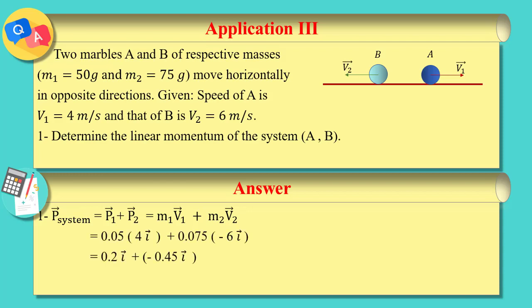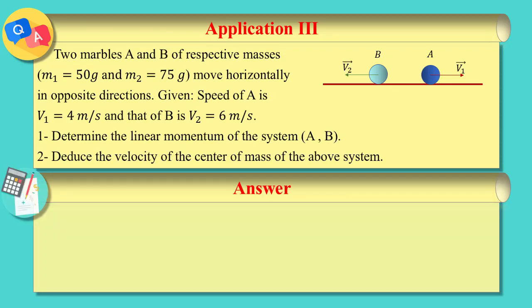Replace the mass and the velocity as vectors. Mass is 0.05 in kilograms. V1 is 4I positive because it is along the x-axis, and the mass m2 is 0.075, where V2 is minus 6I because it's opposite to the direction of motion. You have the right to choose any one of these two directions to be positive. Continue solving it. You can find that the answer is minus 0.25 I kilogram meter per second. It means that the linear momentum of the whole system is of opposite direction with respect to the positive x-axis.